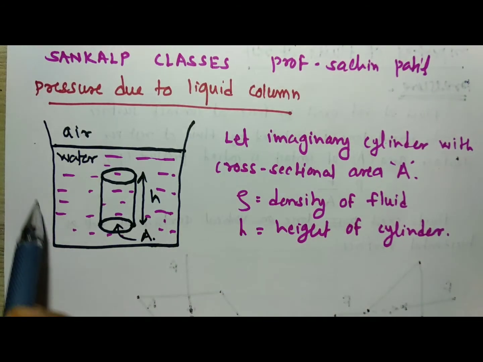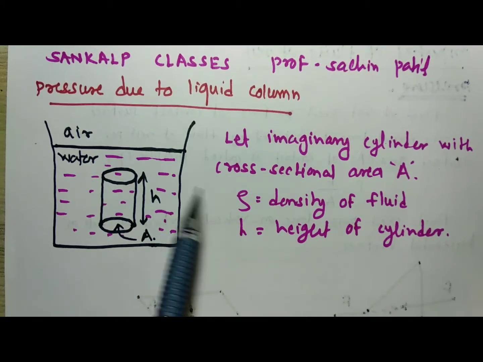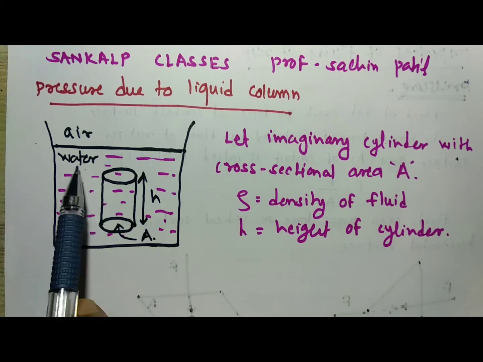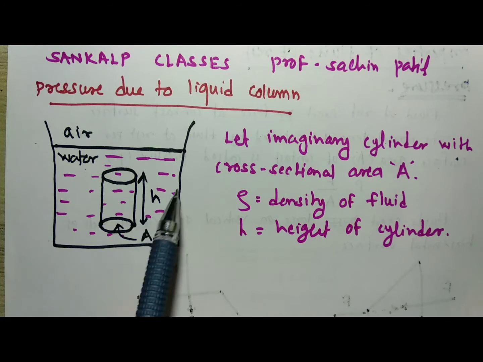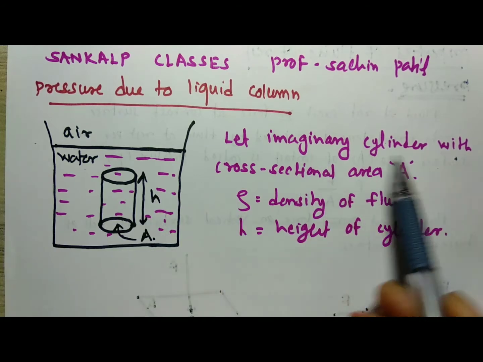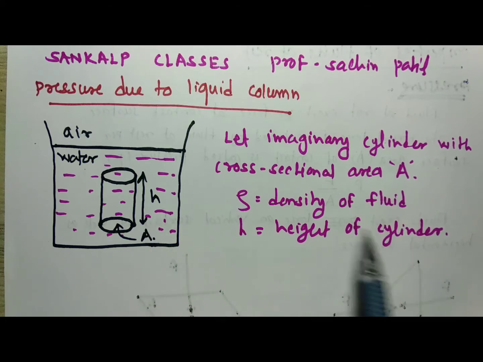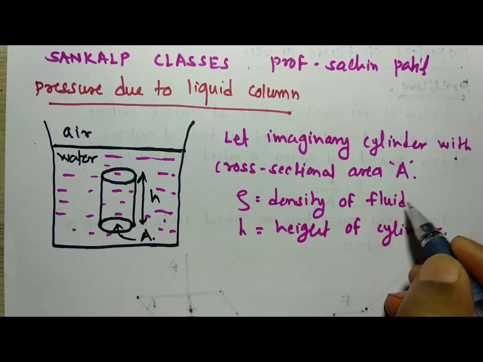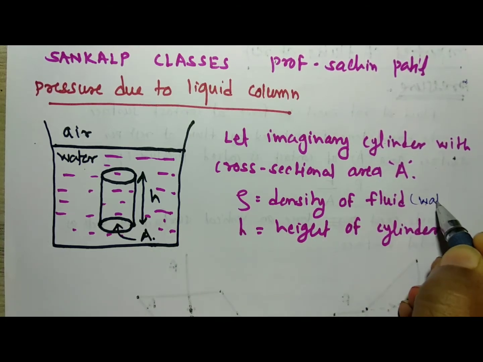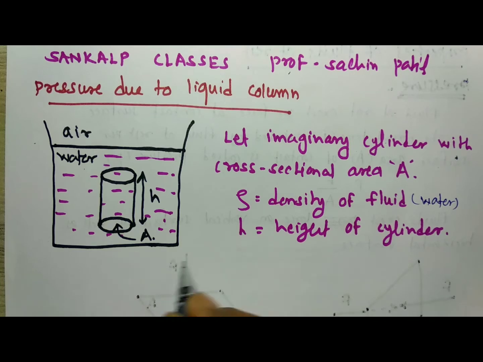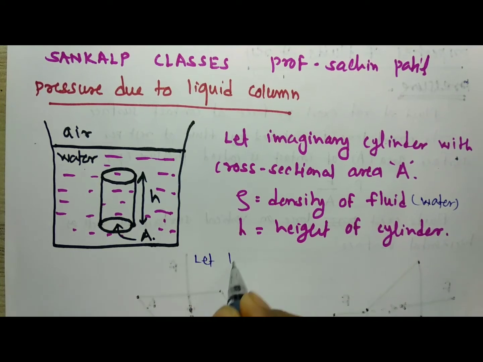For this purpose, first of all, we have to take a vessel, and inside this we will take the fluid, that is water, and it is filled with water. Inside this we will take an imaginary cylinder with cross-sectional area A and height h, and rho is the density of the fluid. The water is here, and let us consider rho to be the density of that water.